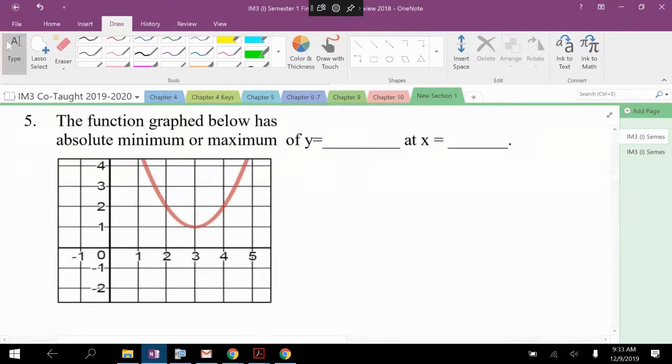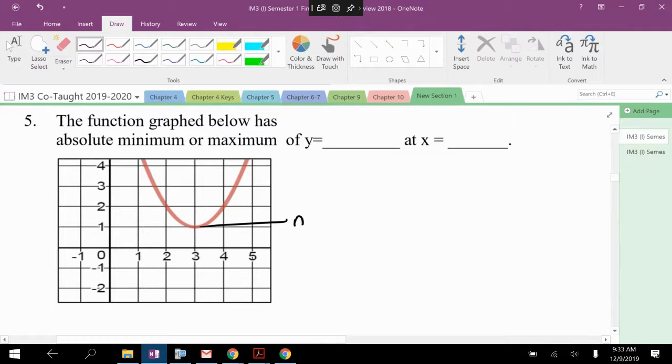Okay. Easy question. Is this a max or a min? It's a min. Very good. So this guy is a min. Remember that a max looks like this and a min looks like this. Maybe make a little note for yourself.